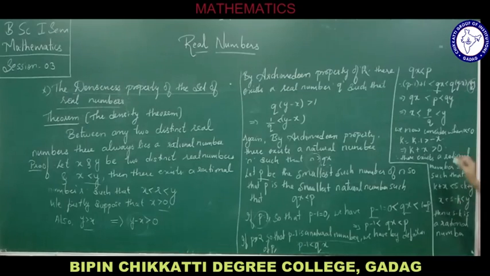So what we got? p by q is greater than x and less than y, and we know that p by q is a rational number. This is when x is greater than 0.